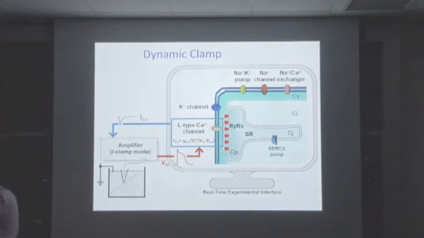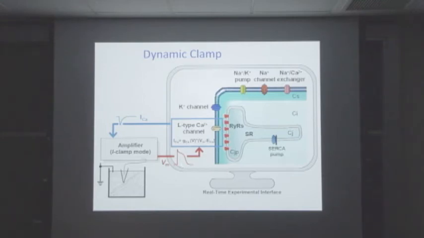So we set out to test this experimentally with dynamic clamp. You had Dave Christini here, I know, so you probably all know about dynamic clamp. Dynamic clamp is very cool. You take a real myocyte, you take the current, you feed it into a real-time computer with a real-time operating system, or you program in assembly language, and you type in your favorite formulation of some current.